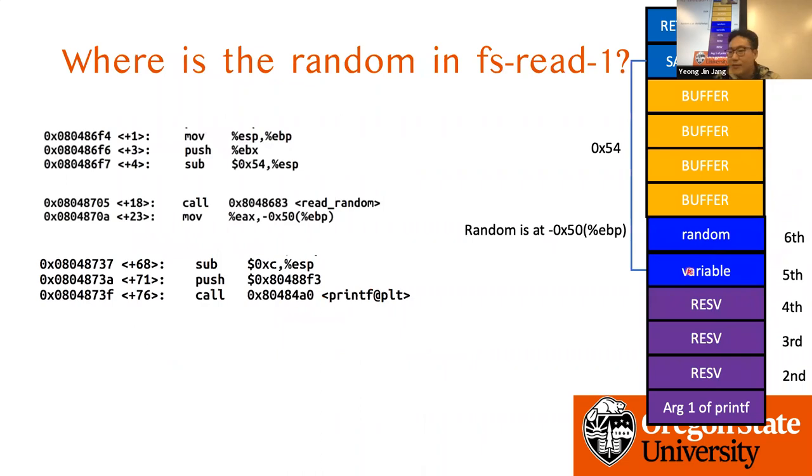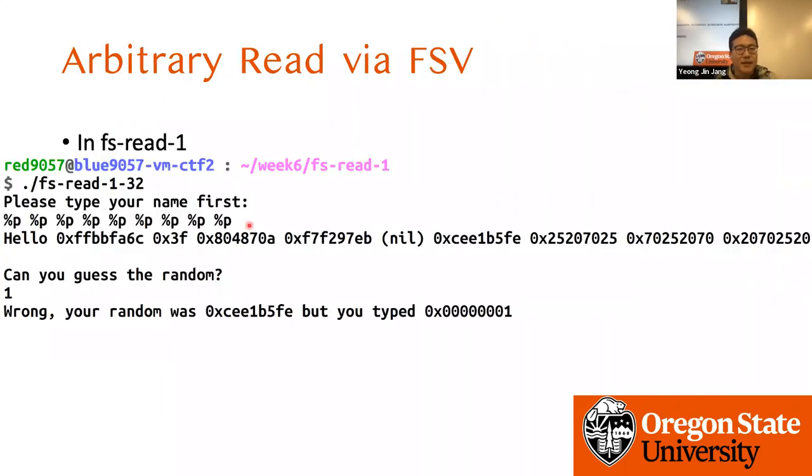So to launch the sequential leak attack, what we need to do is just put %p for the format string one read. So %p a lot, then we can read the values. Something like this. But we will focus on this value. So this is actually %p space %p space.